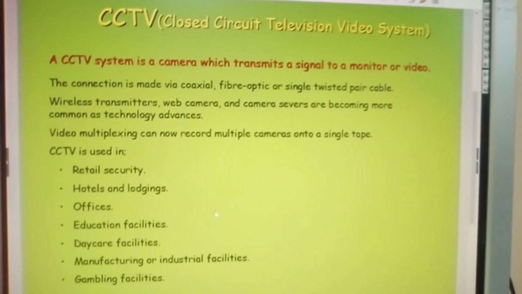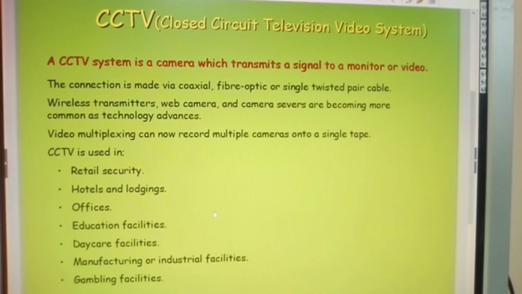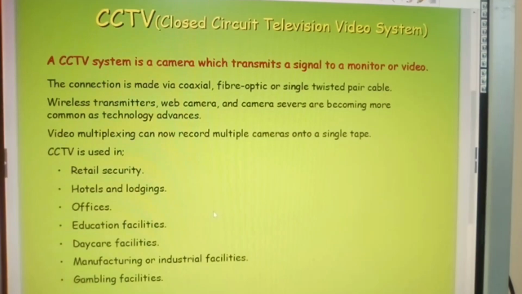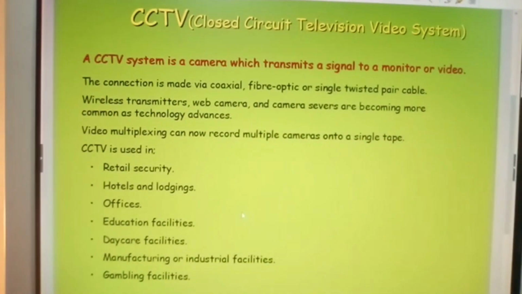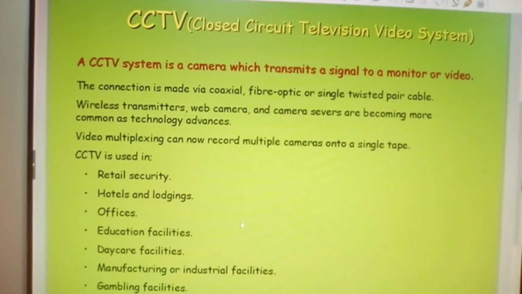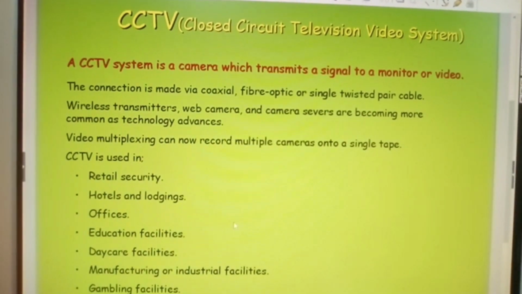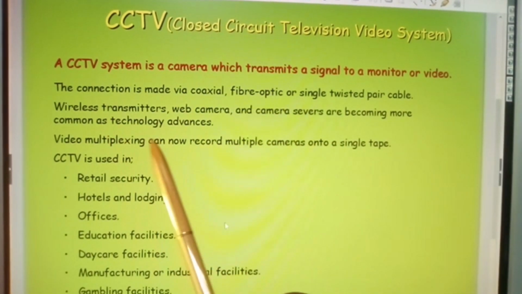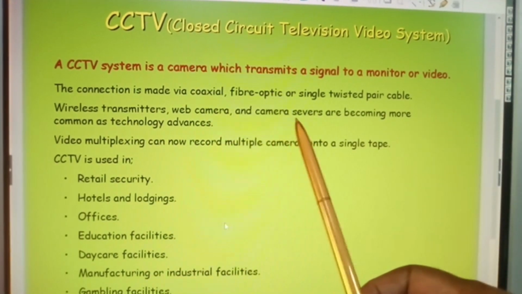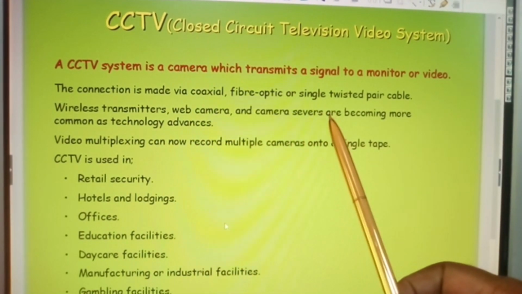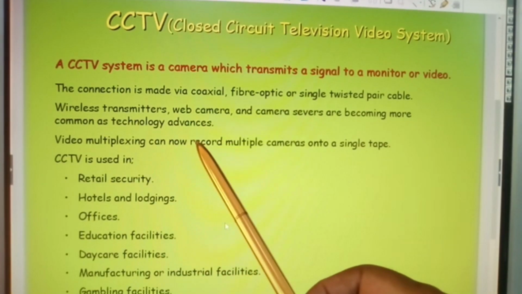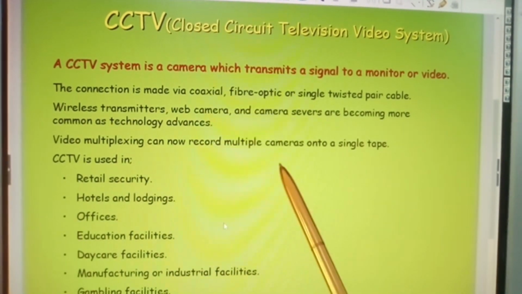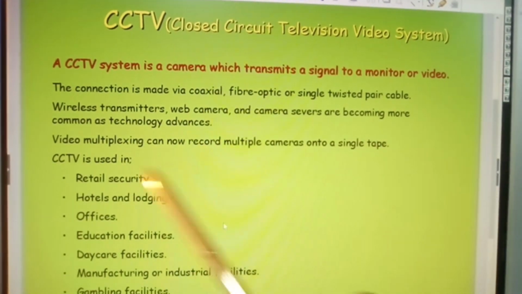CCTV, closed circuit television video system. The connection is made via a coaxial, fiber optic or single twisted pair cable. Wireless transmitters, web cameras and camera servers are becoming more common as technology advances. Video multiplexing can now record multiple cameras onto a single tape.